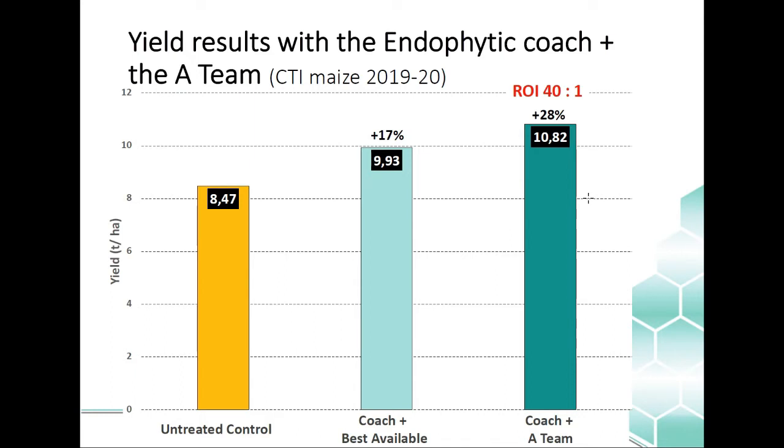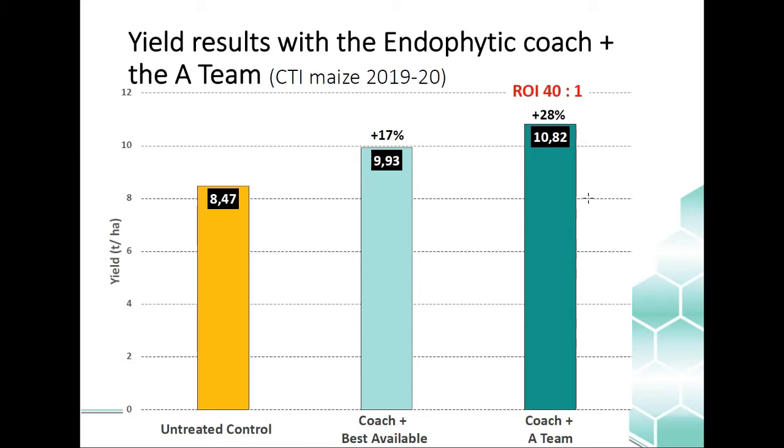There we saw a yield increase of up to 17%, which is very surprising. And then we went one step further and said, okay, we're not going to depend on the best available team in the soil. We're going to give the coach a team. So we're going to give it the functional groups that we know it needs to perform its function: the phosphate solubilizer, the nitrogen fixer, the group that suppresses fungal pathogens, the group that suppresses insects, the group that suppresses the bacterial pathogens. And there you could see the yield response up to 28%.